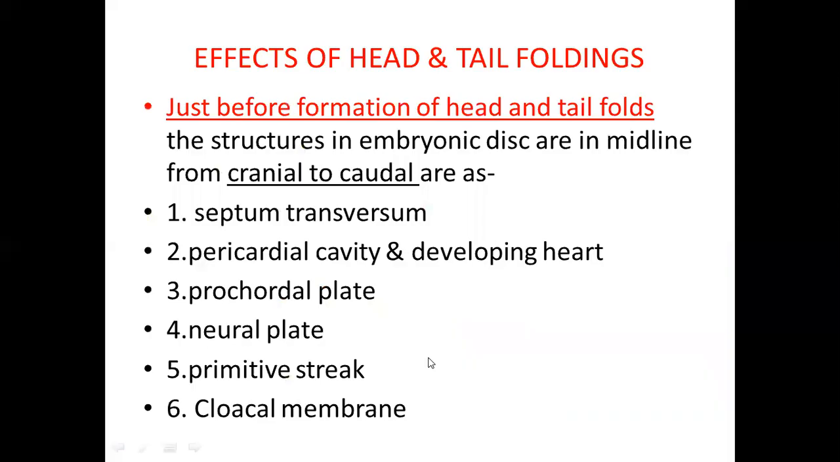Okay. In short, we will see what the effects of these head and tail folds are. Just before formation of the head and tail fold, the structures in the embryonic disc are in the midline from cranial to caudal. So number one is the septum transversum, second is the pericardial cavity, the space around the developing heart in the form of a tube, then the procordal plate, neural plate, primitive streak, and cloacal membrane.